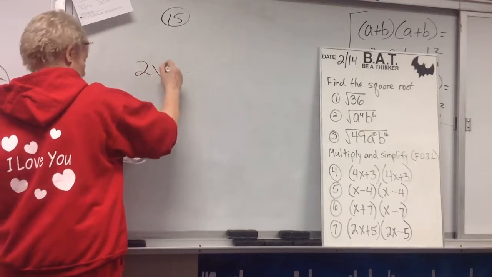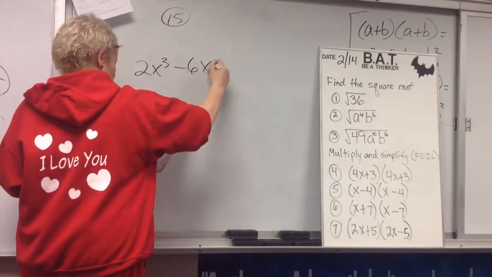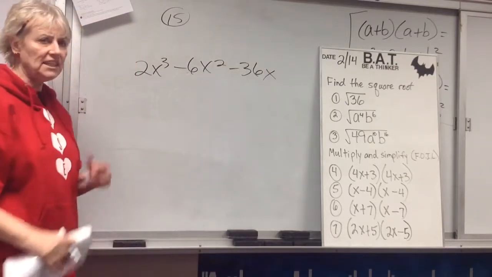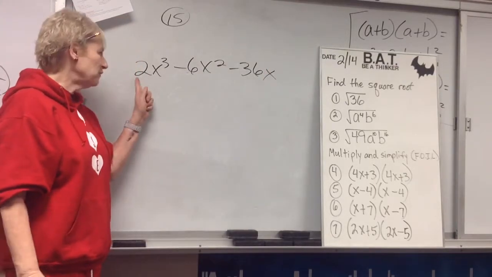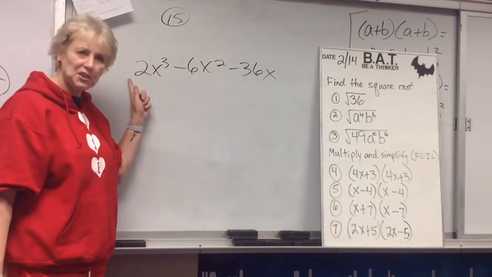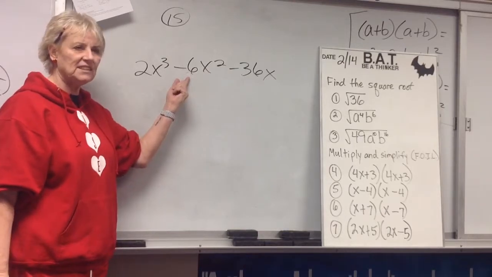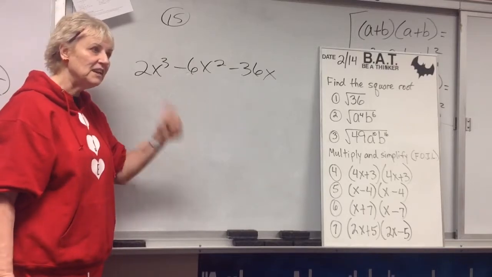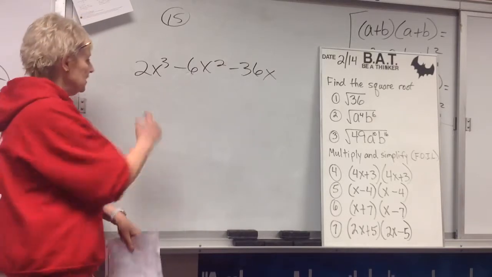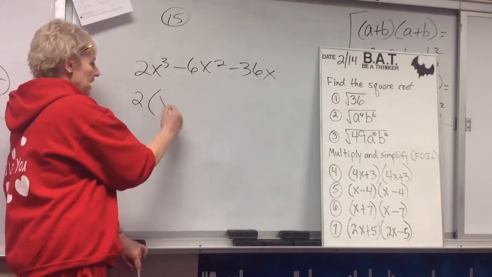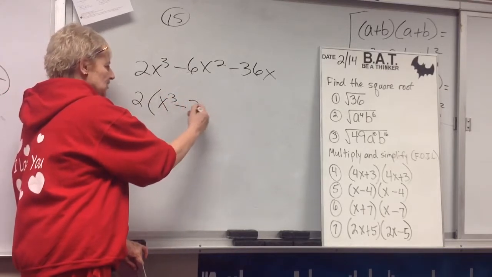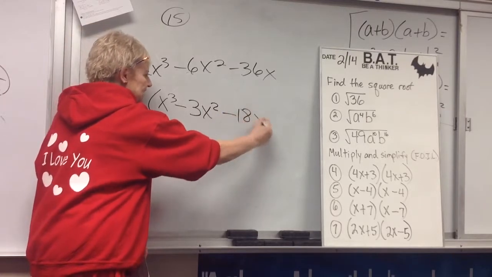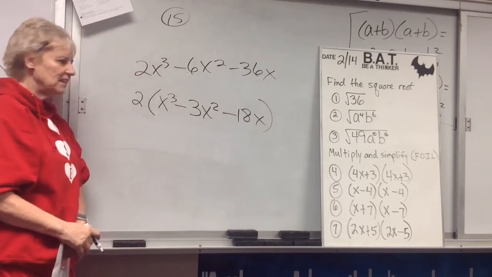2x cubed minus 6x squared minus 36x. Now, if you don't see a greatest common factor, you're finding factors of 72 that add up to 6. No. Even. Pull out a 2. 2 times x cubed minus 3x squared minus 18x. Okay, check.